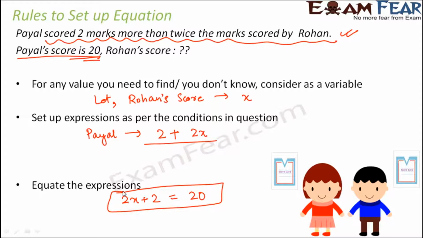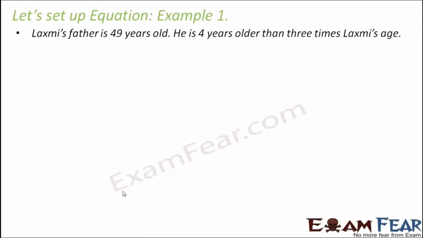Now, how do we solve this equation? That is something which we will take up in the later section. So for now, you just understand how do we set up an equation. So 3 simple steps to set up any equation. First, you assume an unknown value to be a variable. Second, create expressions as per the conditions given in the question. Third, equate the expressions to form an equation. So let us now try to set up equation for a couple of examples.